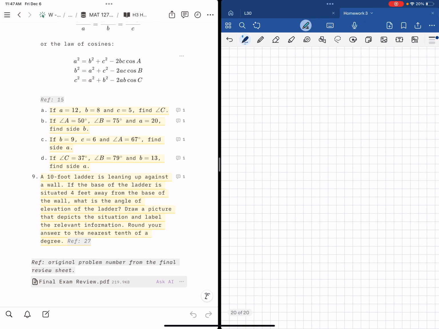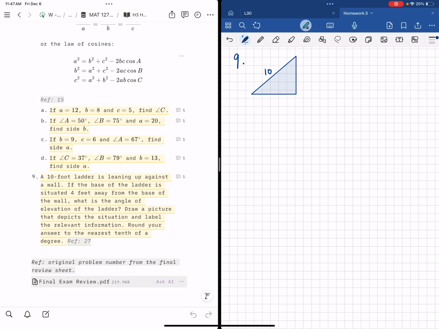Okay, last problem. Finally, last problem. Number 9. A 10-foot ladder is leaning up against a wall. Let's do a visual. You know it's going to be a right triangle, right? Because it's trig. Okay, and then we know that the ladder is 10 feet long and it has to be the hypotenuse. So you put 10 next to the hypotenuse.